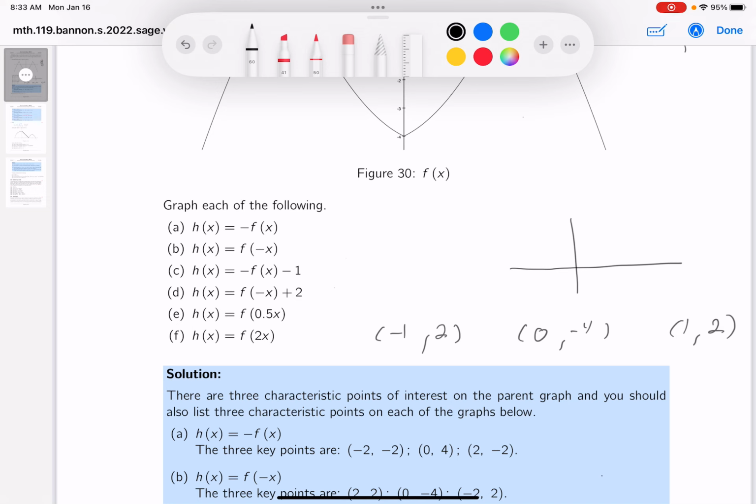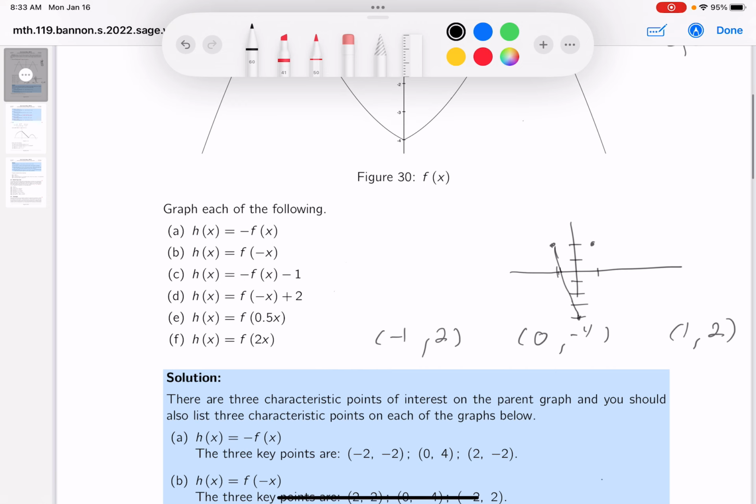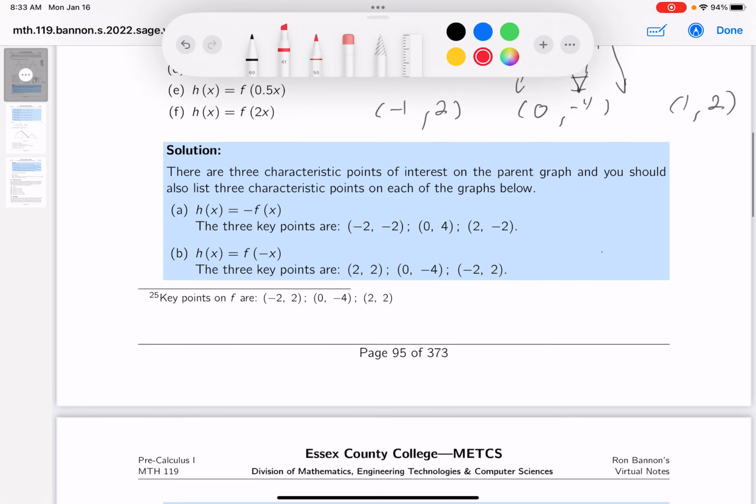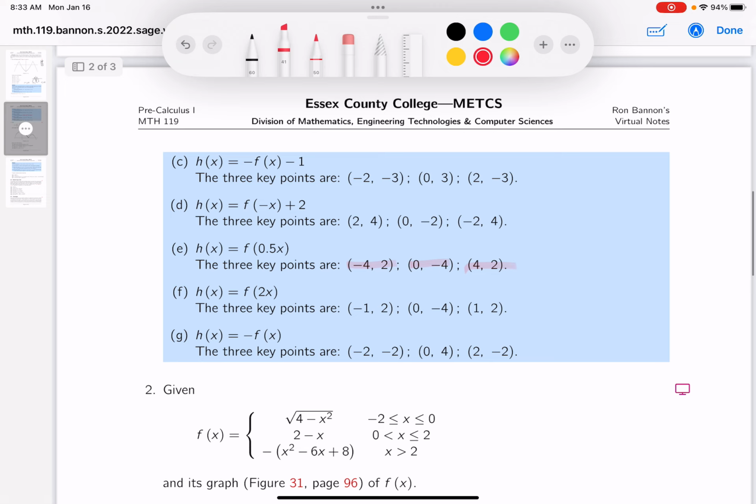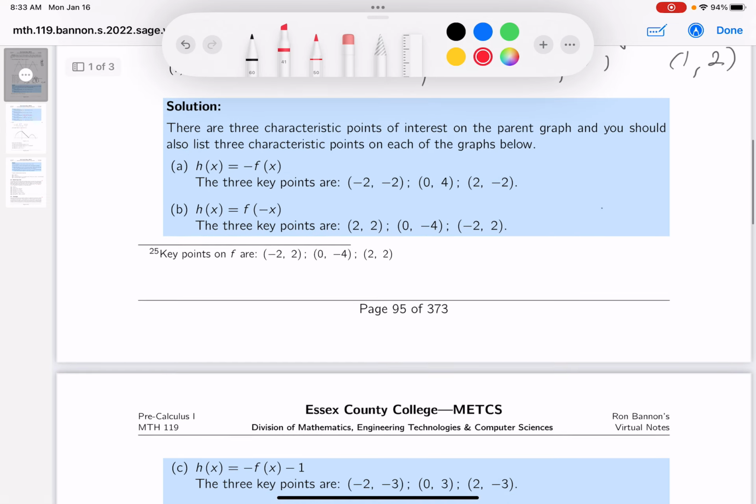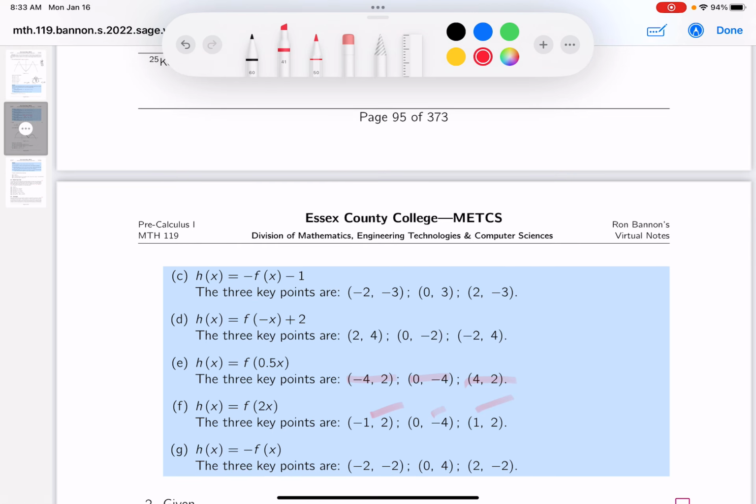So minus 1, 2, 1, 2, and then 0, minus 4. Again, we're not looking for perfection. We're looking for something that roughly looks like what they've given us over here. All right, let's look at the K and see how we're doing. See if we got these minus 1, 2. Got that right here. 0, minus 4, got that, and 1, 2. Yeah, we got them all.